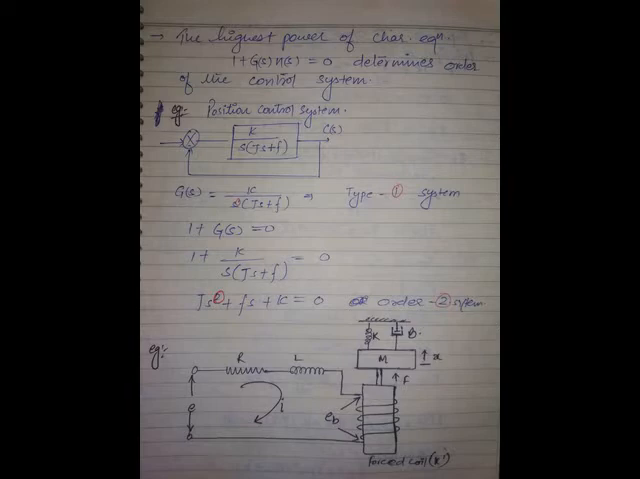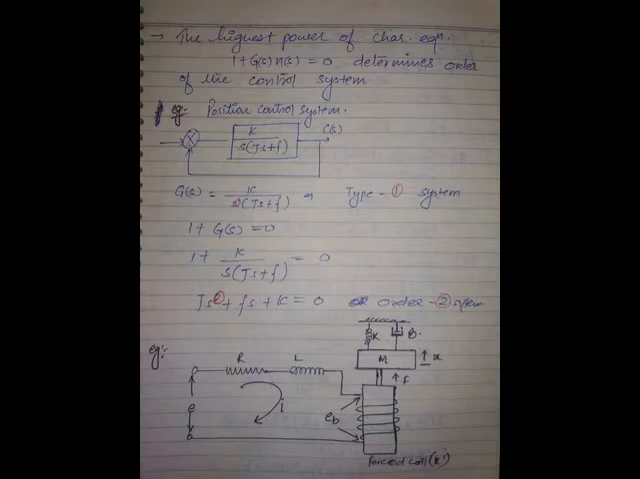I want to determine what is the type and order of this control system. To determine type and order of a control system, always remember type and order is applicable only for a closed loop control system. Open loop systems will not have any type or order. This type and order is applicable only for closed loop systems. So to find the type and order of this position control system, you have to write a transfer function of it.